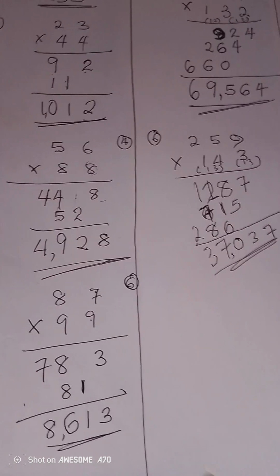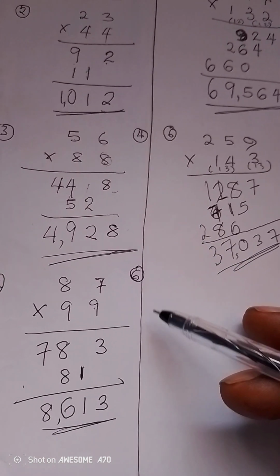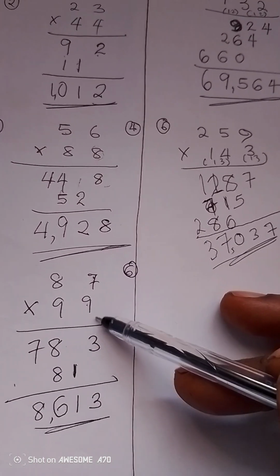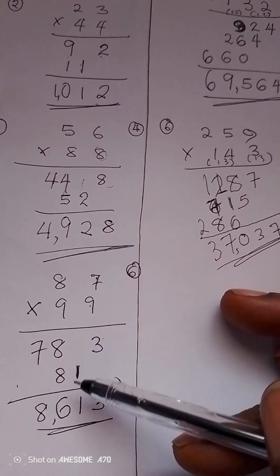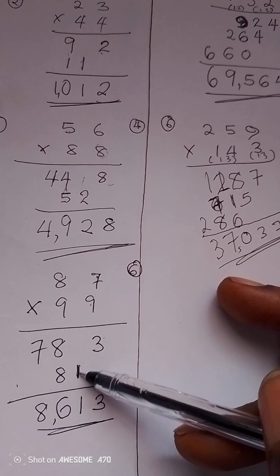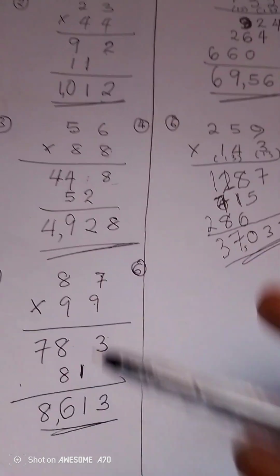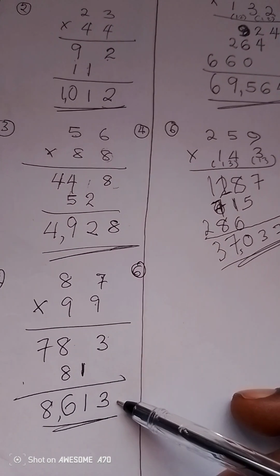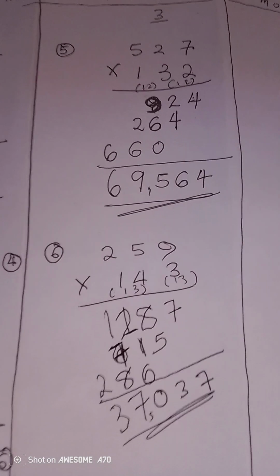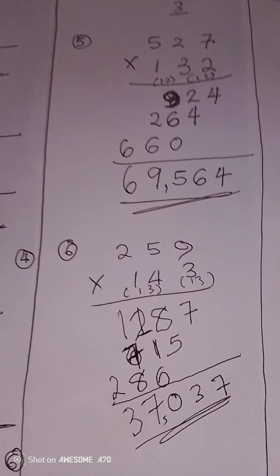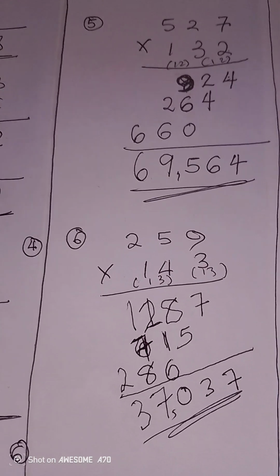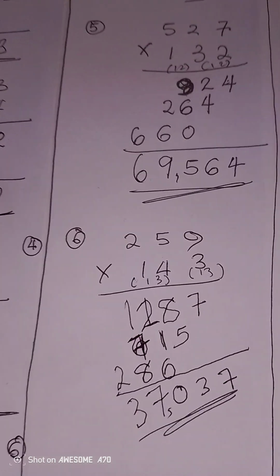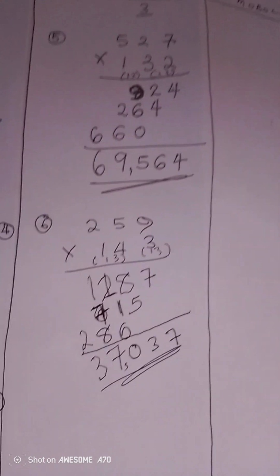87 multiplied by 99 was another one we looked at using the same method. You have 783, 78 space 3. When you add 78 and 3, you have 81. You now add the 1 in between and then add the other 1 with the 78. You have 8,613. Then we went into a more technical number where you have a multiple of 11 that is 3 digits, like 132. So we used 527 multiplied by 132.